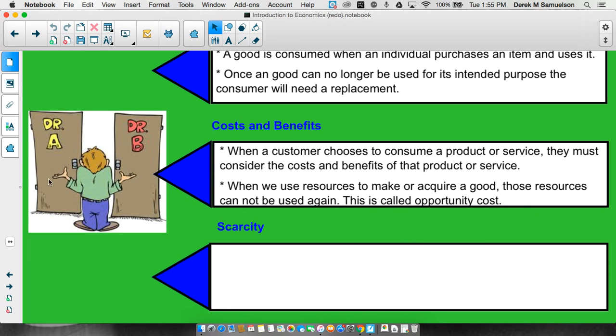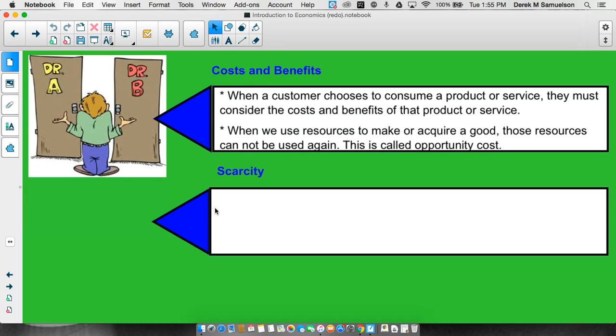That is, if you're this gentleman right here and you choose to go to Dr. A, well, you can't then go to Dr. B. Okay? You've already used that time and that money to go to Dr. A. You forego not just your time and your money, but also the option of going to Dr. B. That's your opportunity cost.